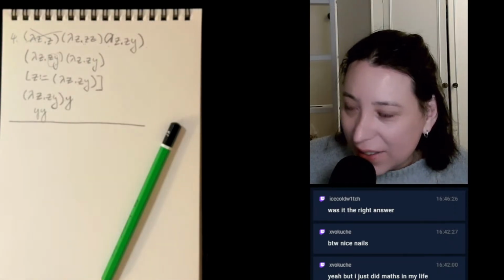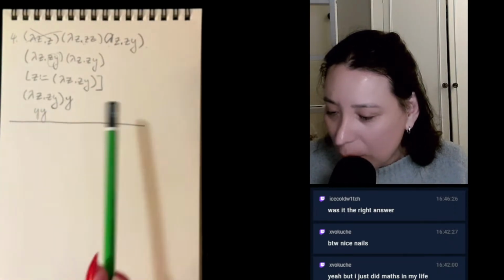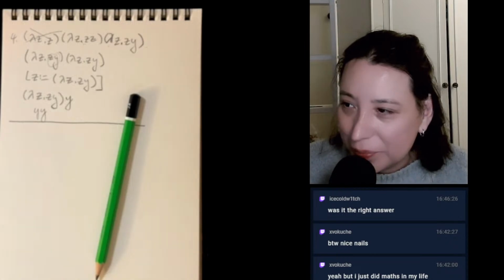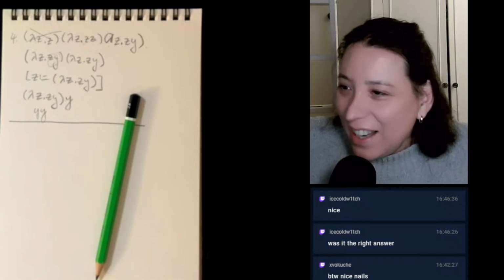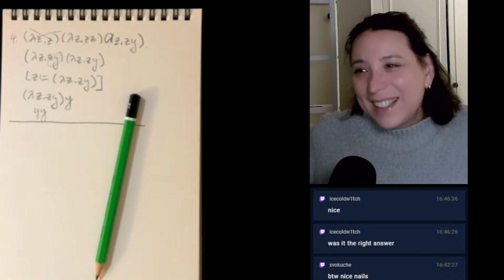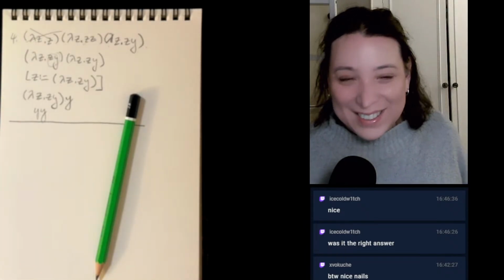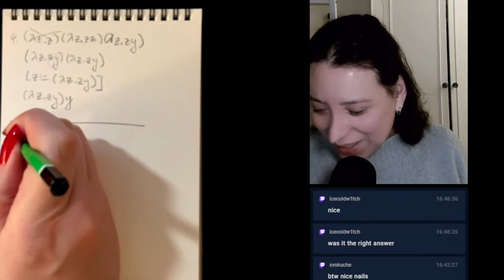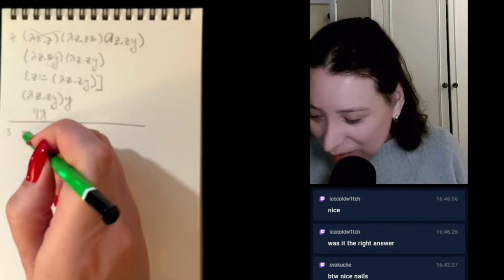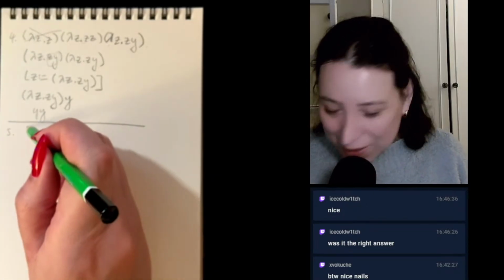Yeah, it was the right answer. The right answer is y. Why did you think I did it wrong? Are you doubting me? No, I doubt myself already enough for all of us.